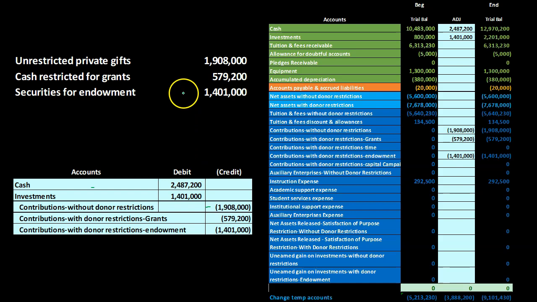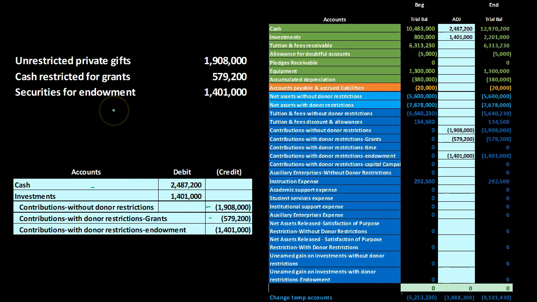Then we're going to have the cash restricted for grants. So now we're going to say that we got cash, but this time it was a grant and it was restricted. So the cash is now restricted. Cash would then be going up again as well. However, we would have an increase to an income kind of account, contributions. However, those contributions will now be restricted for grants. So the credit's going to go into the contributions, which will then be restricted for the grants.